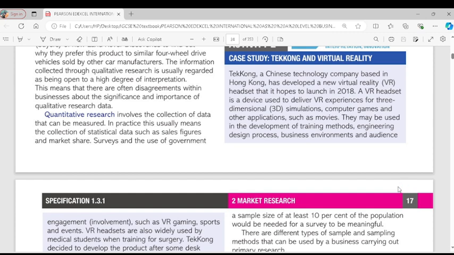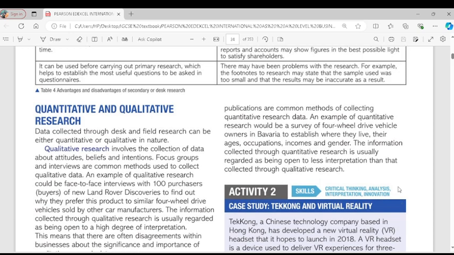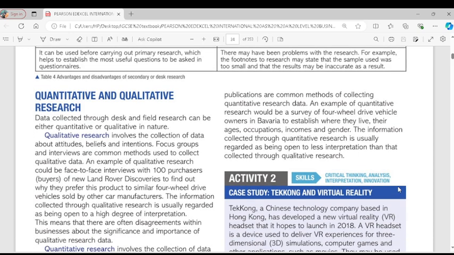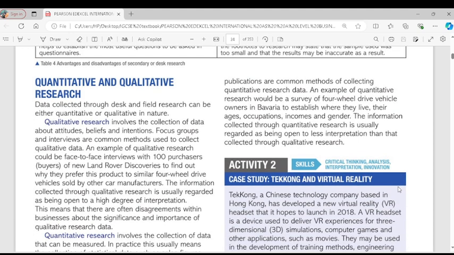So an example is the sales figure, that's the value of your sales, or your market share. These are figures. They are measurable in terms of ratio or in terms of percentage. Okay. That's why we call it quantitative. Survey and the use of government publications are common methods of collecting quantitative research data. An example of quantitative research would be a survey of four-wheel drive vehicle owners in Bavaria to establish where they live, their ages, occupation, incomes, and gender.